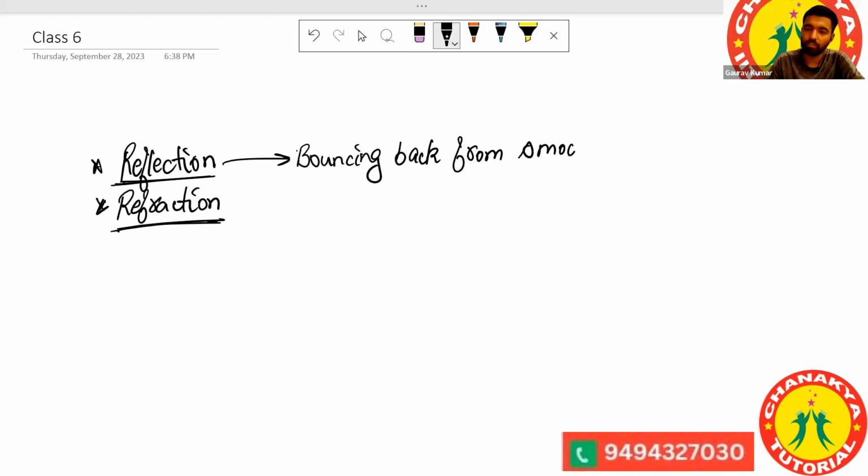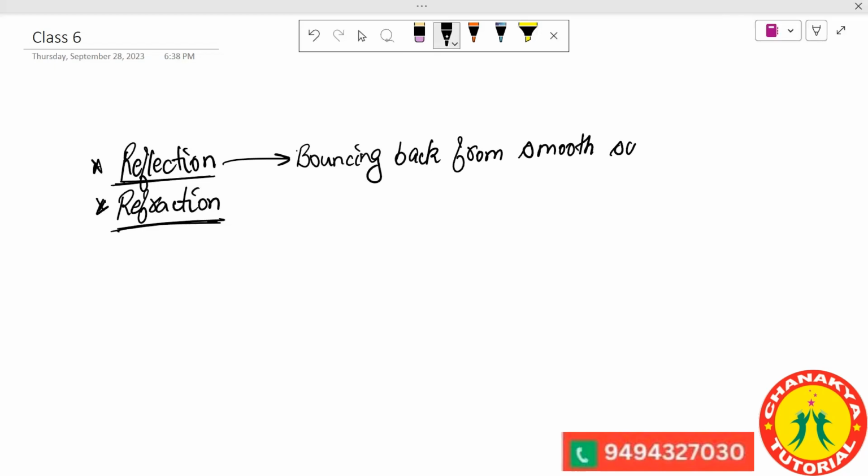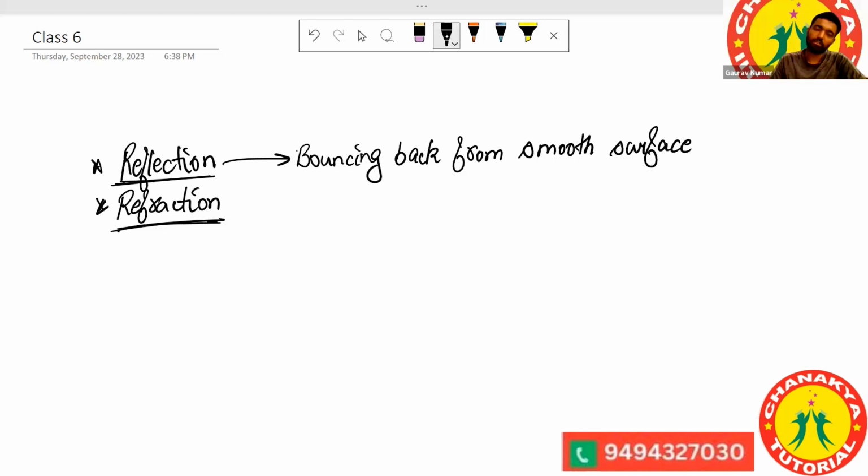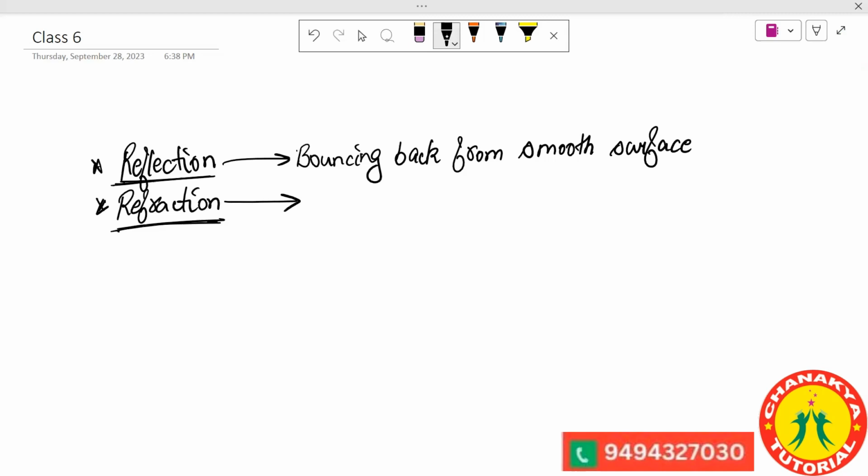Sir, and refraction is when light moves from one medium to another. So it's when the light changes its path or direction. Why does it change its path or direction? Because it moves into a different medium. Good.